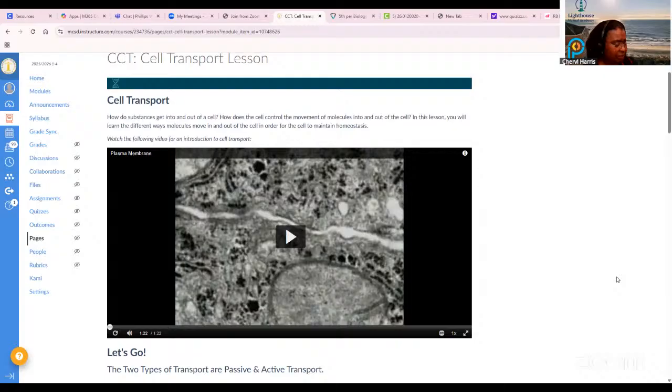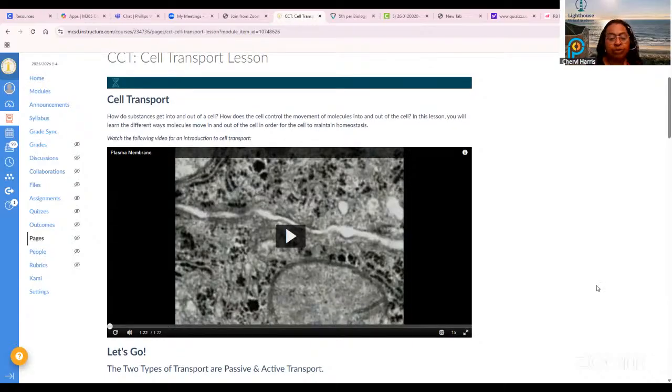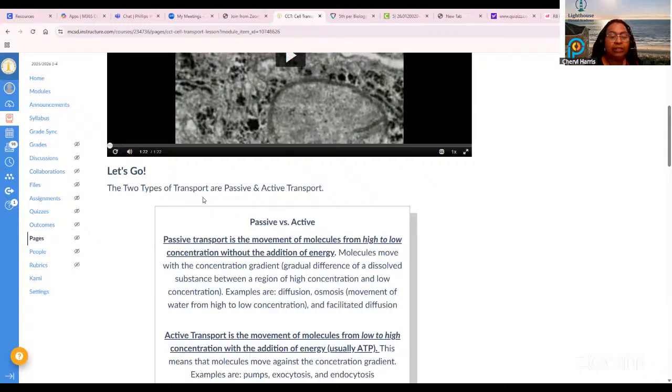Now, the cell is very intelligent. It knows what it needs to have inside and what it needs to keep outside. But sometimes, like our macromolecules that we talked about earlier in this semester, they need to get in. So the cell has to have a way of getting things that they really want, that are too small to just flow through the membrane. They have to have a way of getting those things in too. So we have two types of transport, passive and active.